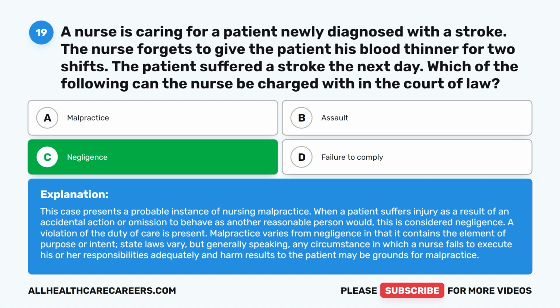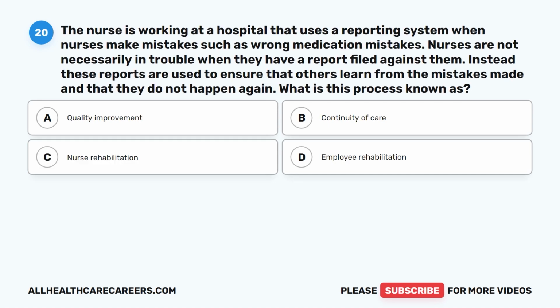A violation of the duty of care is present. Malpractice varies from negligence in that it contains the element of purpose or intent. State laws vary, but generally speaking, any circumstance in which a nurse fails to execute his or her responsibilities adequately and harm results to the patient may be grounds for malpractice.